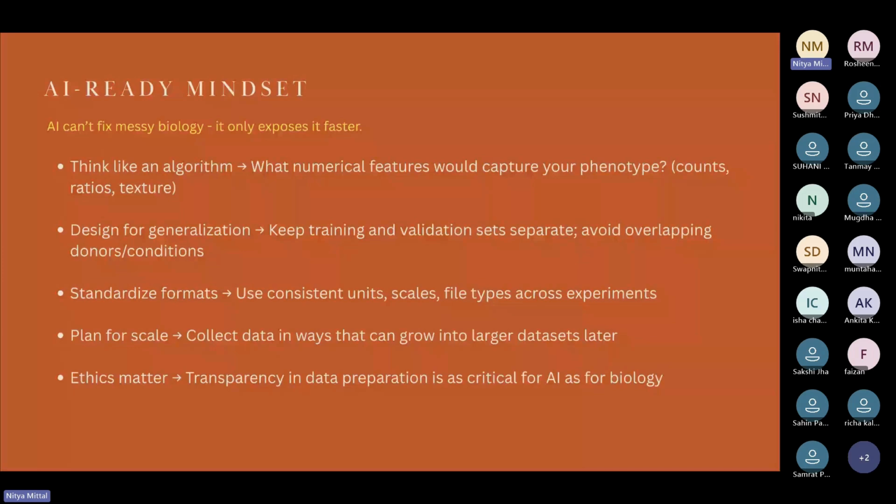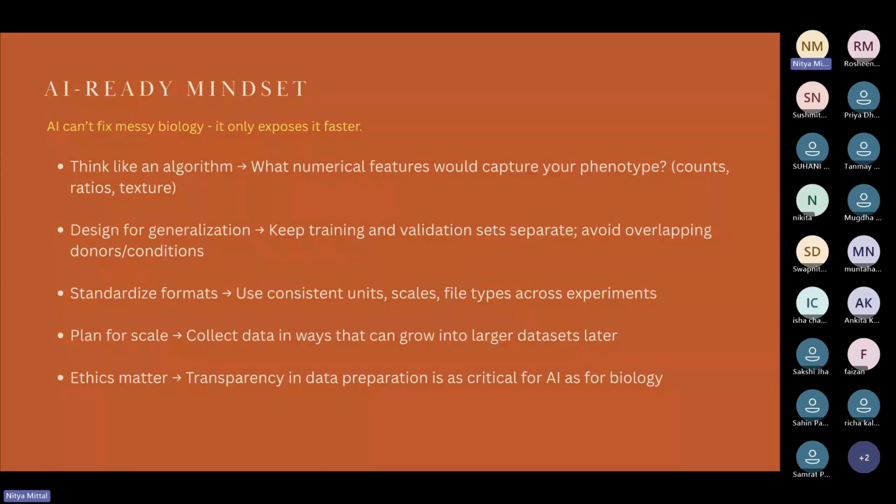So I mean, a lot of companies do this. You are supposed to work in a certain way. Files that are going to train models are going to be using consistent unit scales, file types, etc., across different experiments as well. And second last is to plan for scale. You are going to always collect data, but you have to collect it in a way that it can grow into larger data sets later. I think planning for scale is a lot more reflection of also planning for reproducibility.